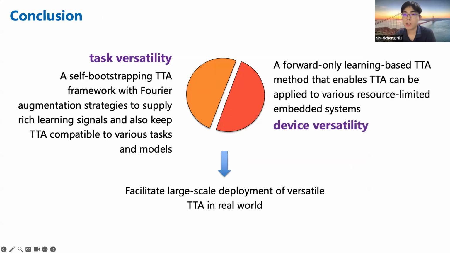So the overall conclusion of today's talk is that we discussed the versatility of test time adaptation in two aspects. The first is task versatility, for which we devise a self-bootstrapping TTA framework with Fourier augmentation strategies to supply rich learning signals and also keep TTA compatible to various tasks and models. And the second one is device versatility, for which we devise a forward-only learning-based TTA method that ensures TTA can be applied to various resource-limited embedded systems. Both of these two aspects work together to boost the TTA's versatility and facilitate larger-scale deployment of TTA in practice.